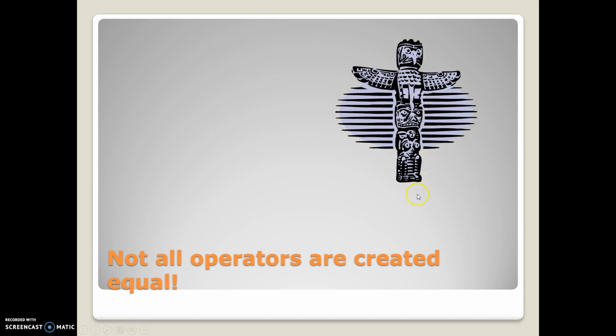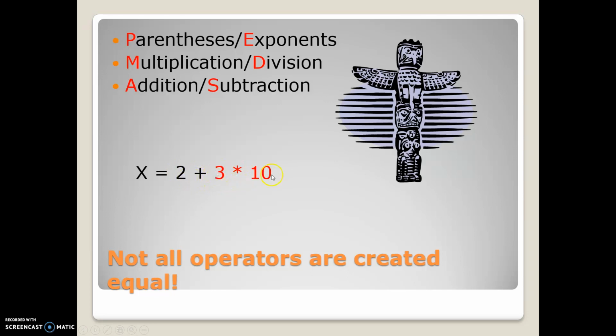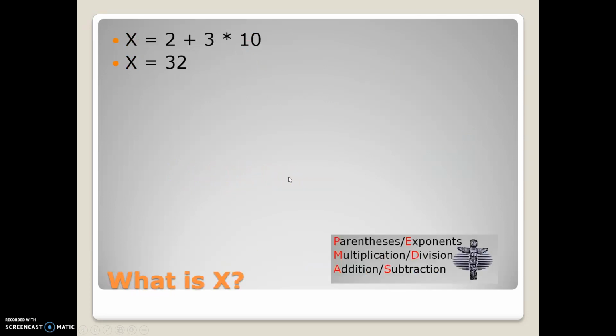So we have a totem pole, and basically at the very top, we have parentheses and exponents. Those are always going to go first. When you have multiple operators in a statement, parentheses and exponents take priority. And then multiplication and division. And then finally, the bottom rung on the ladder, so to speak, is addition and subtraction. Those will always go last. So, getting back to that expression, 3 times 10 is higher in the hierarchy than the 2 plus 3 operation, so that'll go first. So we end up with 32.